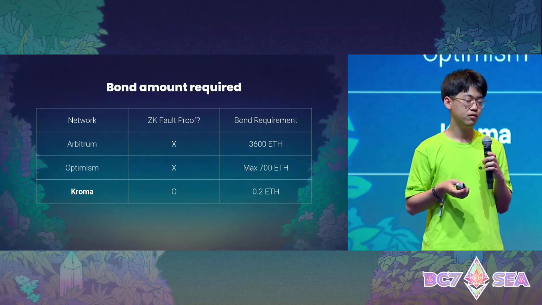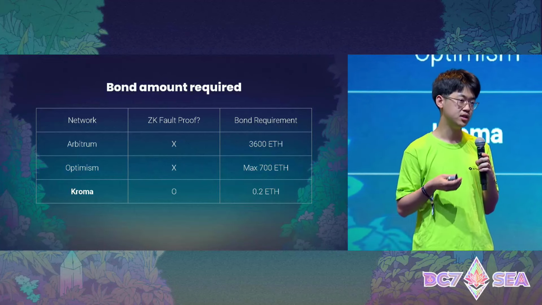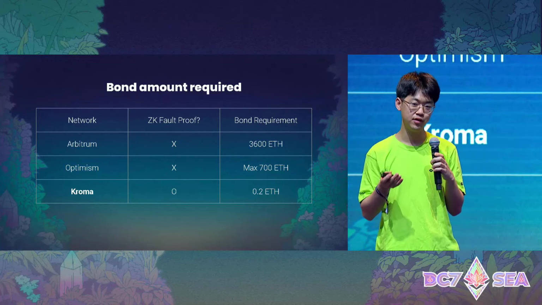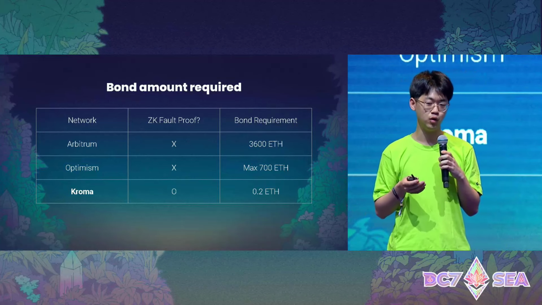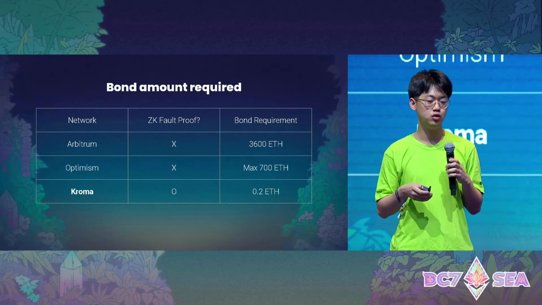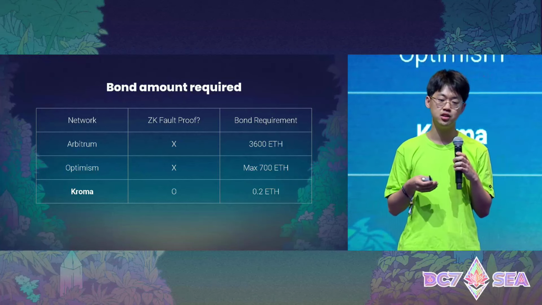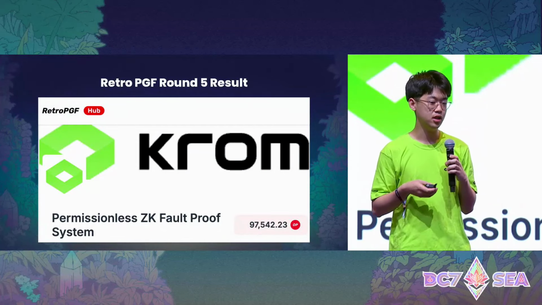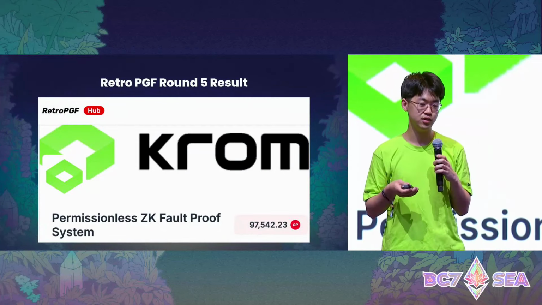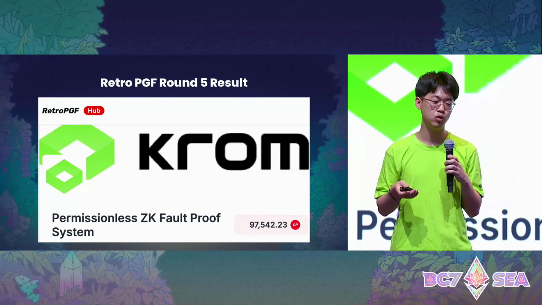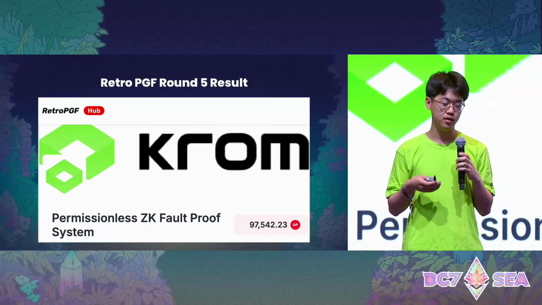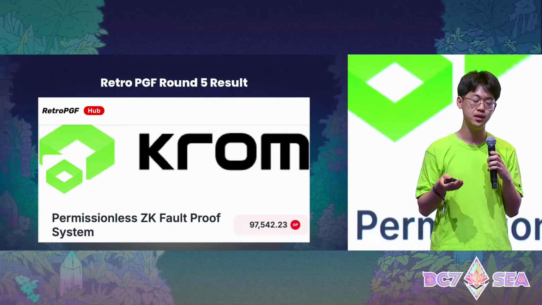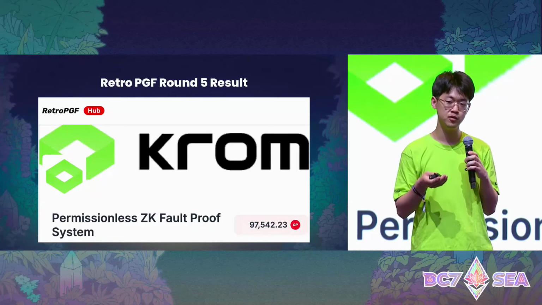Moreover, for Arbitrum's BoLD, if we apply ZK technology to it, we would be able to significantly reduce the bond requirement, which is usually used for blocking Sybil attacks. Also, Optimism is putting a lot of resources into exploring ZK fault proofs. We have an announcement that we have received Retro PGF Round 5 from Optimism to explore more on the ZK fault proof side. And this recognition, I think, shows how important and full of possibilities building a permissionless fault-proof system with ZK is.